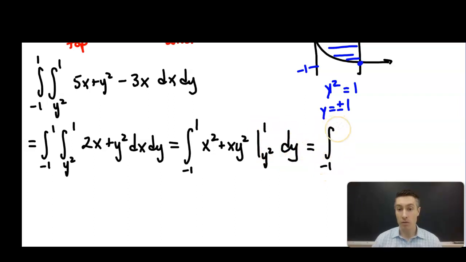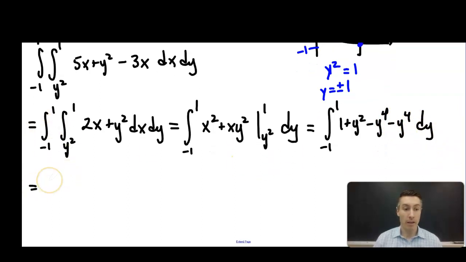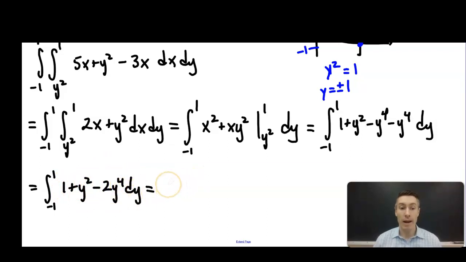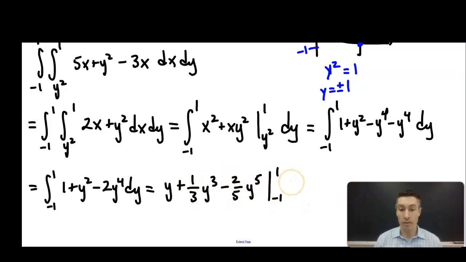And that's going to be the integral from negative 1 to 1 of 1 plus y squared minus y to the 4th minus y to the 4th dy. Again, combine our like terms before we proceed. So 1 plus y squared minus 2y to the fourth dy. And we integrate with respect to y now, so y plus 1/3 y cubed minus 2/5 y to the fifth, evaluated from -1 to 1.